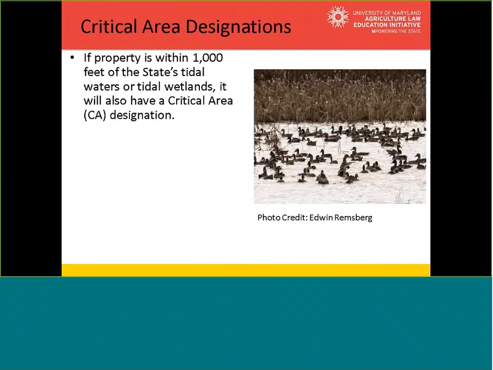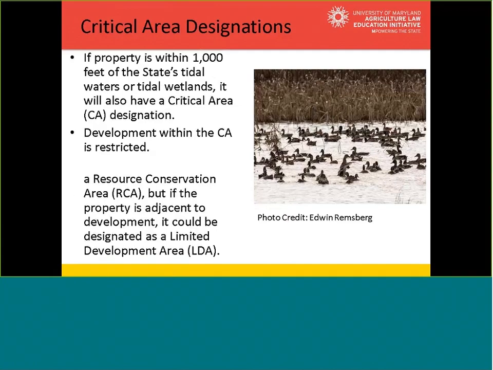If property is within 1,000 feet of the state's tidal waters or tidal wetlands, it will also have a critical area designation. Development within the critical area is restricted. Most farmland is designated a resource conservation area, but if the property is adjacent to development, it could be designated as a limited development area. So if your property is within 1,000 feet of the state's tidal waters or tidal wetlands, make sure you also understand what the critical area designation for the property is and how the restrictions affect your property.